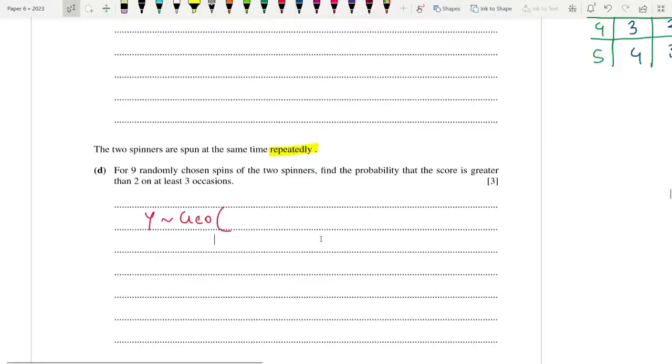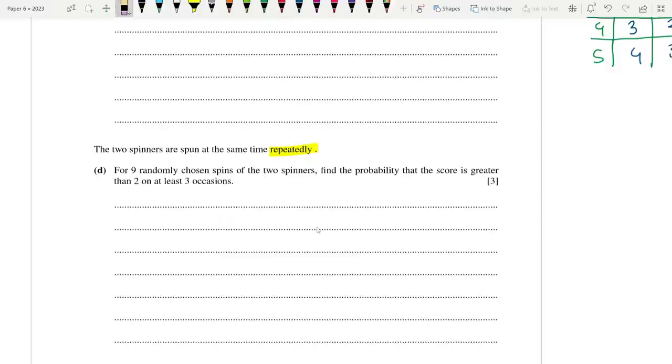For 9 randomly chosen spins of the two spinners, find the probability that the score is greater than 2 on at least 3 occasions. Okay, so I might have misread the question.